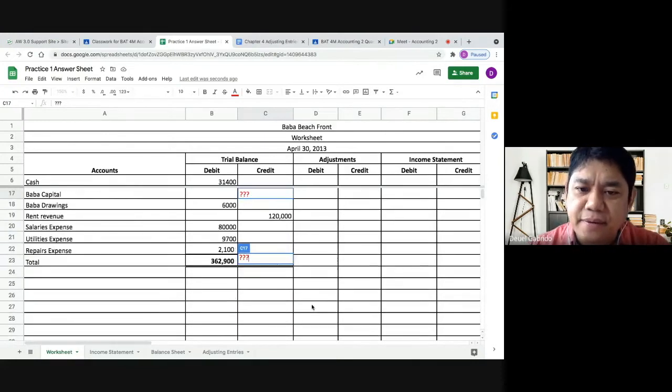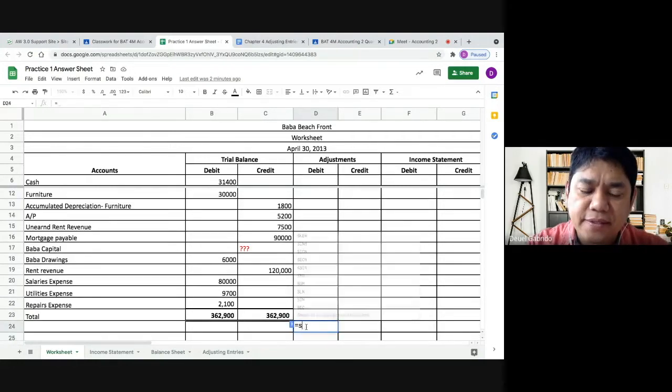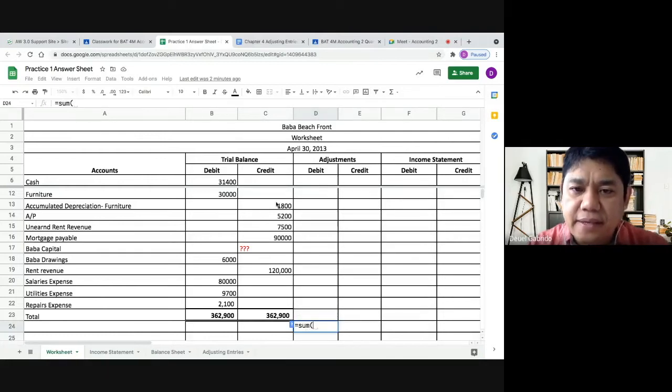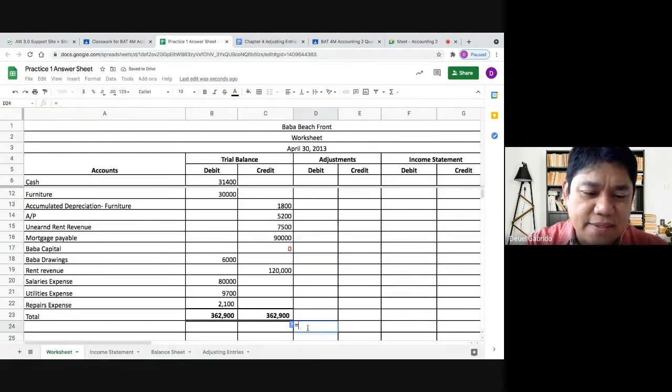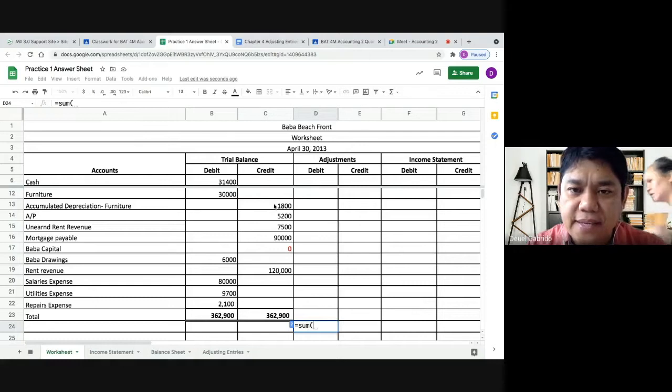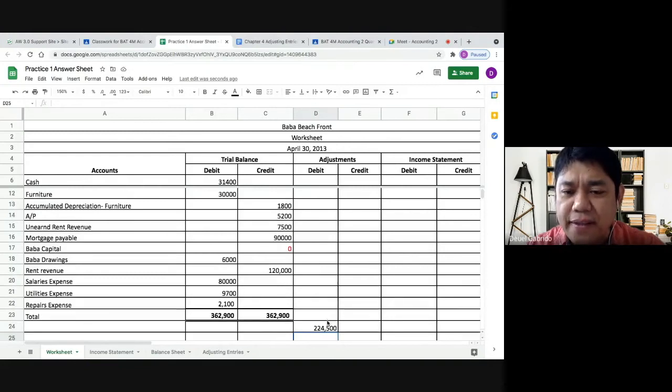I'll just put it over here, equals sum, and then I'll erase it later on. Let me make this one a zero so that it will be recognized by the computer. Okay, equals sum. Let's add from 1,800 going down to 120,000. Okay, 224,500. So what shall we do with 224,500?